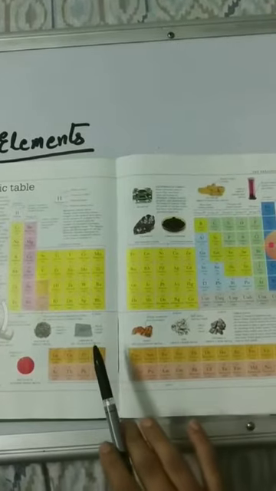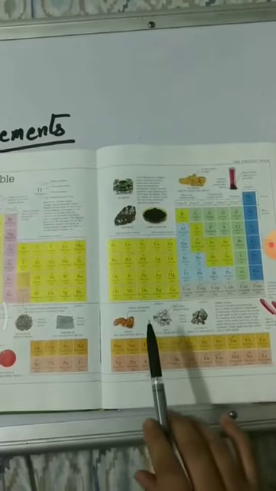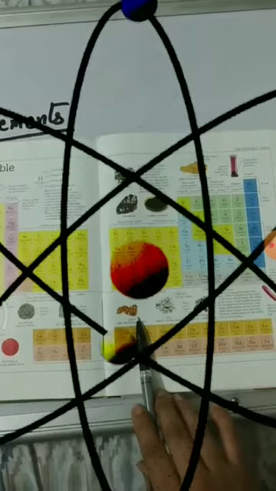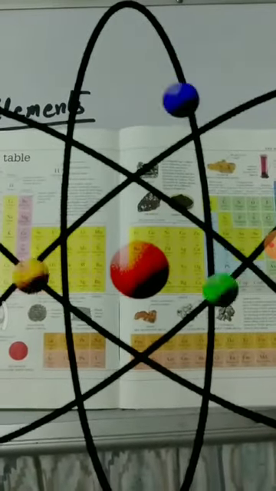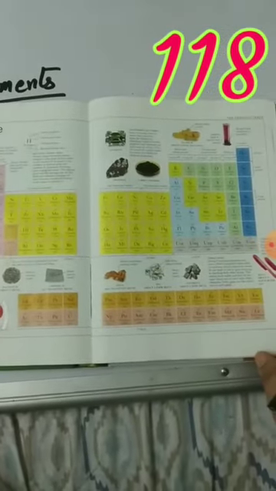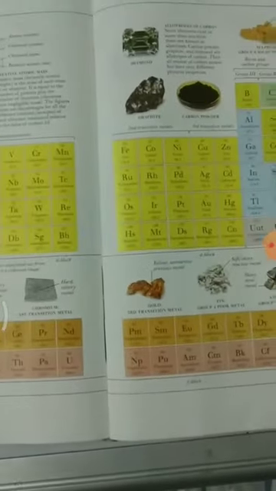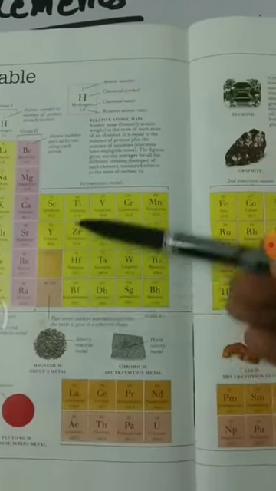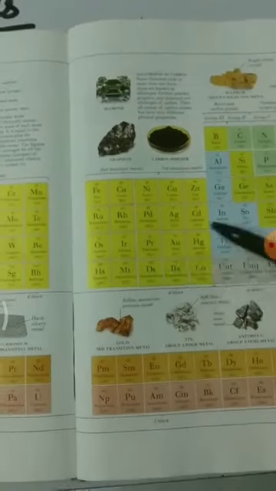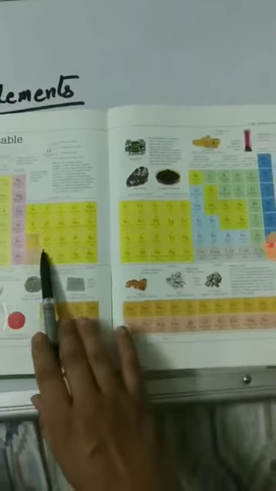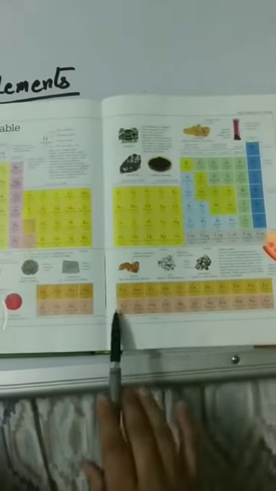Elements are arranged in periodic table. And what are elements? Elements are the substance which has same type of atoms. In newest periodic table, 118 elements are included. This periodic table has 18 groups in vertical column. 7 period elements arranged horizontally in the periodic table.